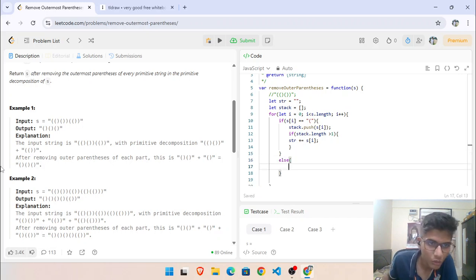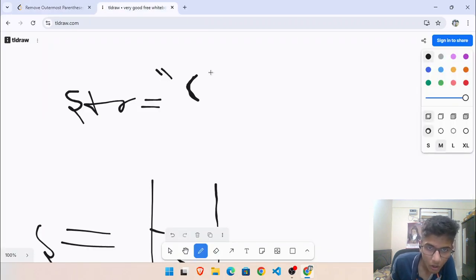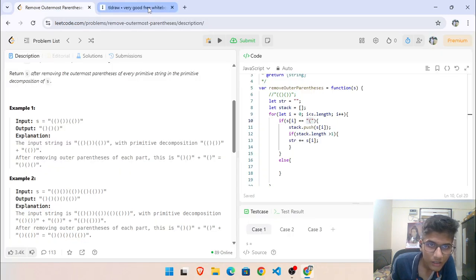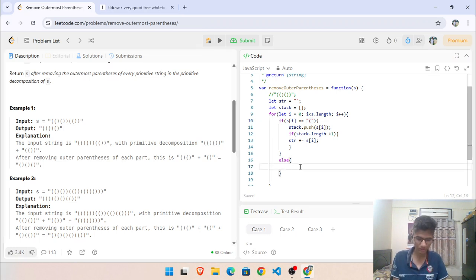Else, what we will do: if this is not this bracket, then it must be a closing bracket. So if we got a closing bracket, then we will push it into the stack, and we will pop our element out from here like this. We will check if these both are equal. So let me pop it. Not str, stack dot pop. This is my topmost element. I will name it, let top equals, we got a top element.